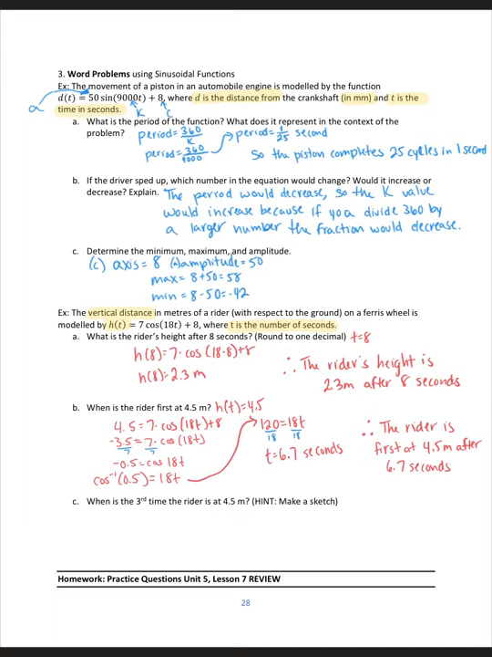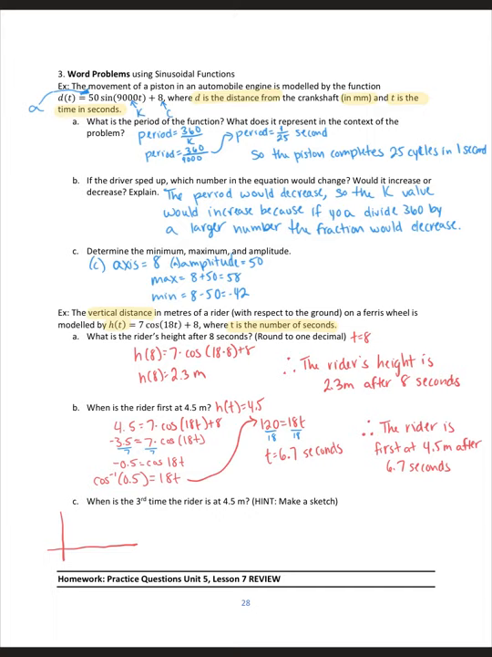Okay, the last question, where there's a hint to make a sketch: when is the third time the rider is at 4.5 meters? If we were to draw a rough sketch of this, we could identify some of those characteristics to help us. We know that at 6.7 seconds they're at 4.5 meters, but when again does that happen?